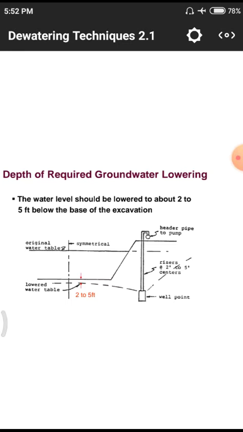The water level should be lowered up to about 2 to 5 feet below the base of the excavation. That means whatever structure we are having, up to which depth we have to use this excavation for construction of the foundation. From the foundation we need to have some amount of hard rock strata. Those rock strata will not allow the water into the structure, because hard rock strata means there is no permeable capacity in that strata, so automatically we have some amount of control of the groundwater into the structure.